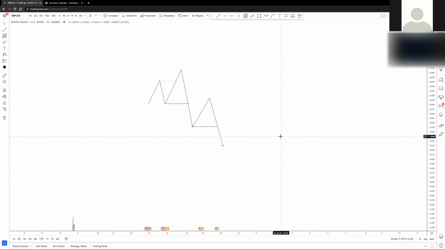Now we know that liquidity is what drives the market, and we know 90% of retail traders are losing money in the market, right? They're losing money in the market.